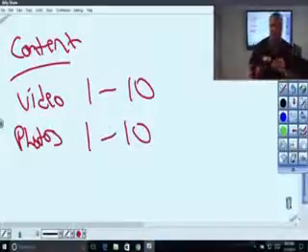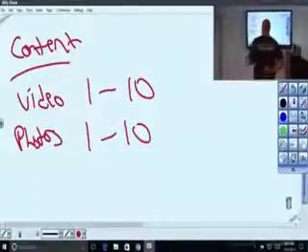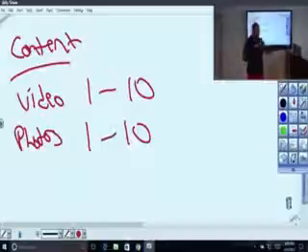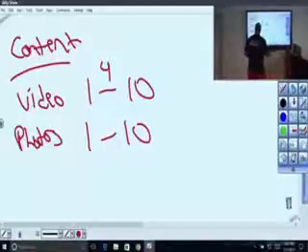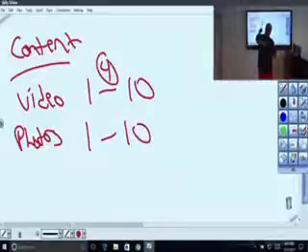Okay, so I'm going to give you something that can literally help you right now, this second. But first question, rate your video content that you have right now on a scale of 1 to 10. 4. Okay, so about a 4. What about your pictures? Pictures, I would say the pictures are a 5. Okay, so they're kind of in the middle-ish, right?